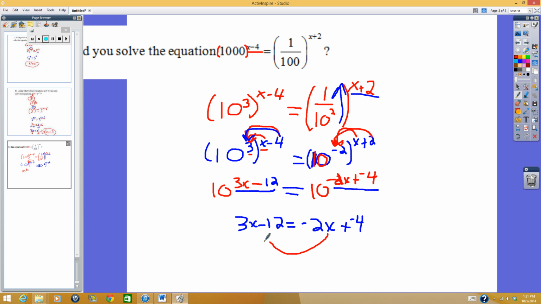I always want my x's to go on the left. That's just the way I like to work. So to get rid of this negative 2x, you would add 2x to both sides. Please remember, you can only combine like terms. You can't add a 2x to this 12. That's just a number. It's not the same thing. So 3x plus 2x now will become 5x minus 12 equals, and what's left over here is a plus negative 4. I'm just going to write negative 4. Okay? Let me move all of this up actually.